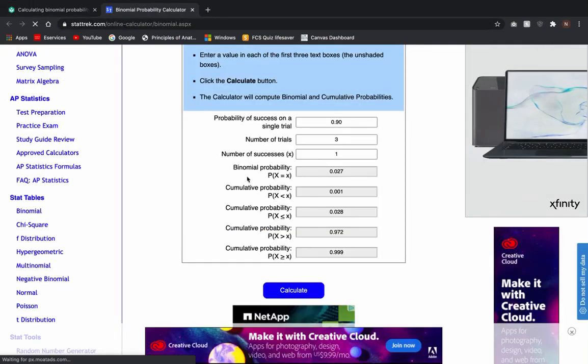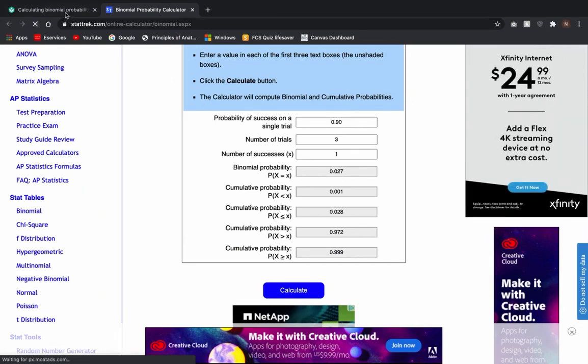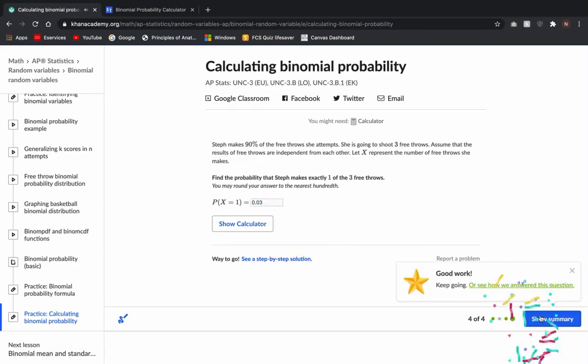Going back to the calculator, that is the first value that they list. So it's going to be 0.02. But if we're rounding it to the 100th, it's going to be 0.03. And it's correct.